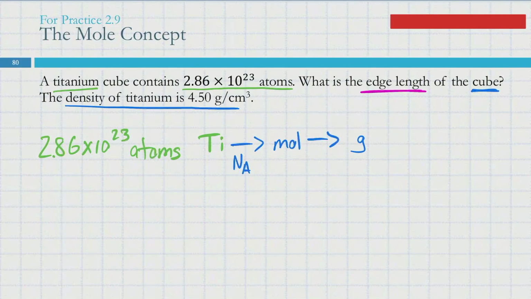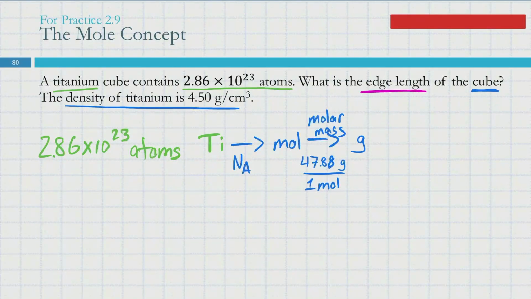What's the quantity called? What's the name of the thing we're using as our conversion factor? Molar mass. So we're going to use our molar mass for titanium. So we find Ti on our periodic table. It's in group 4, row 4. It's got a molar mass of 47.88. What are the units of molar mass? Grams over moles. Grams per mole.